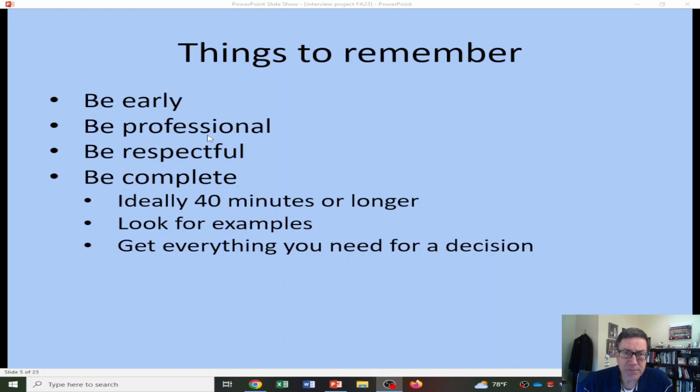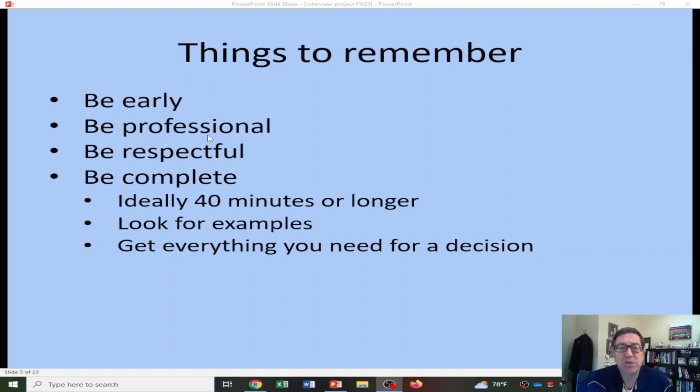So look for examples of the things that you're trying to measure and get everything you possibly need to make a decision. It's very important to develop your questions to get you all the information you need and to create your matrix so that you can score whether they gave you the information that you need.